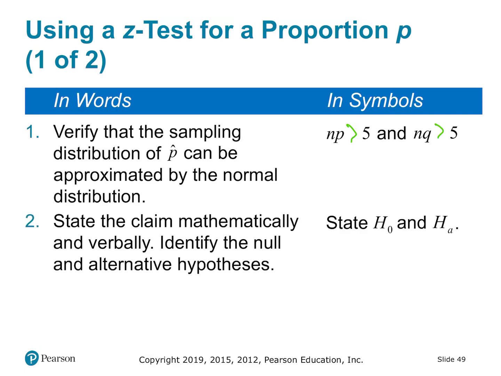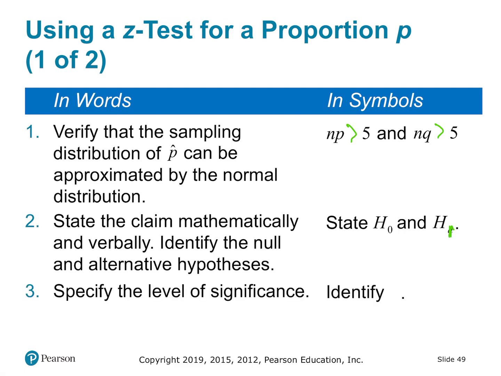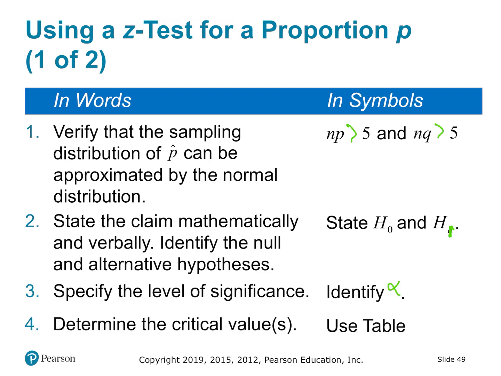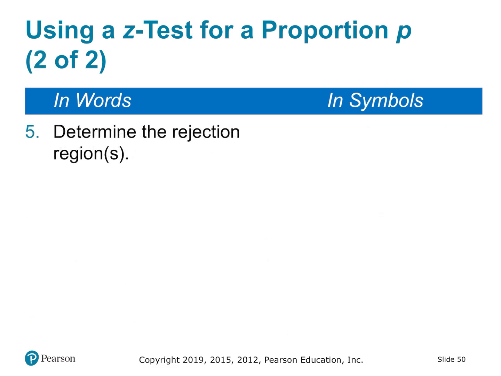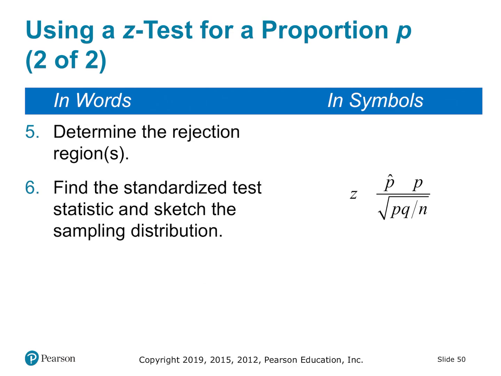Let's continue. Part 2. State the claim mathematically and verbally. Please come up with your hypotheses. Specify the level of significance, that is alpha, of course. Determine the critical values. Use the table to do that. I'm going to use the critical value method here at least. Determine the rejection regions. You don't have to state that explicitly if you do a sketch. The sketch will make it obvious, which is why I like sketches so much. And find the standard test statistic and sketch the sampling distribution. So we have all of that going on.